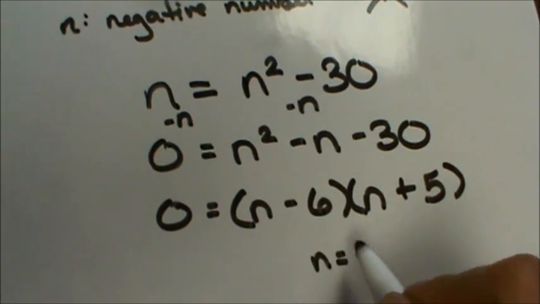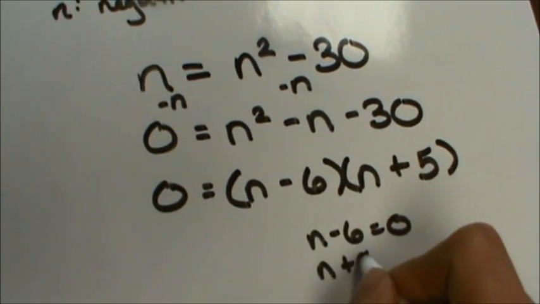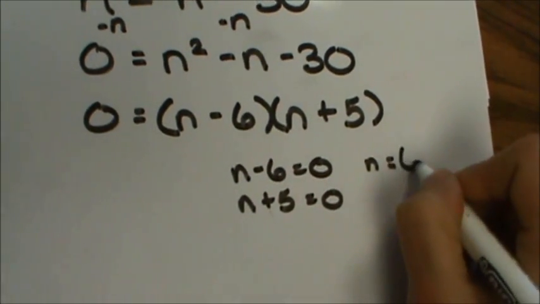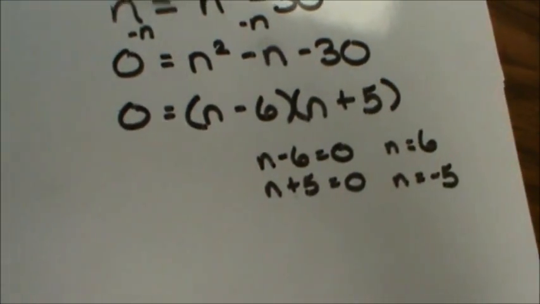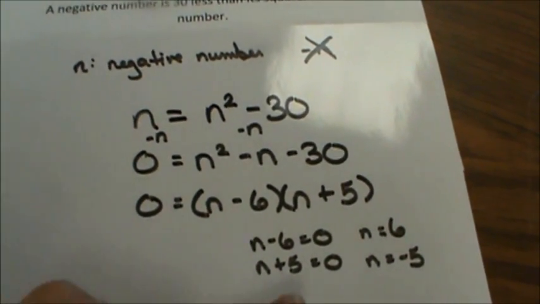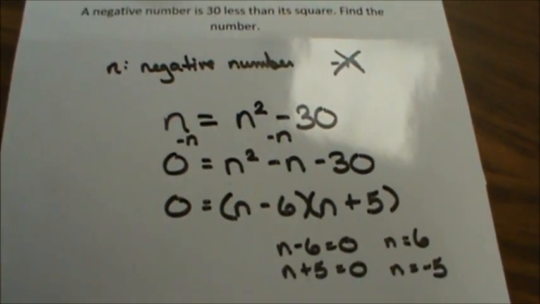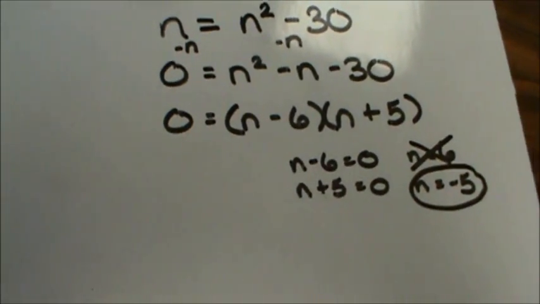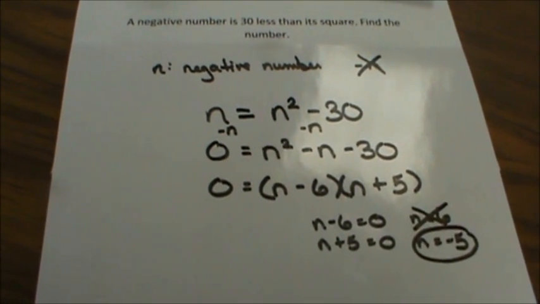Zero product property says I can set each of these factors equal to 0. So then I get n could be 6 or n could be negative 5. These are my two answers. Now, if we go back to the original problem, I need a negative number. I have two answers. One of them is positive, one of them is negative. So I can throw out the 6 because it is not negative. I am looking for the number that is negative. So the answer to this word problem is just negative 5.